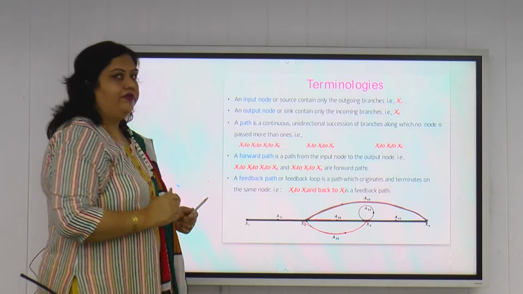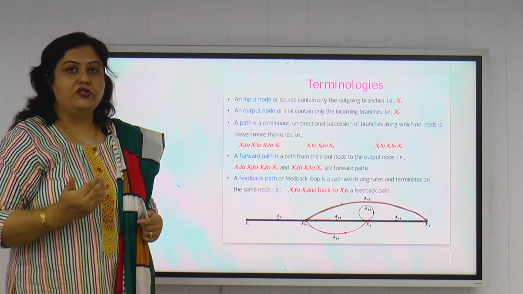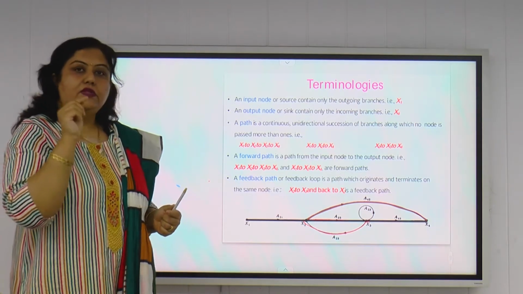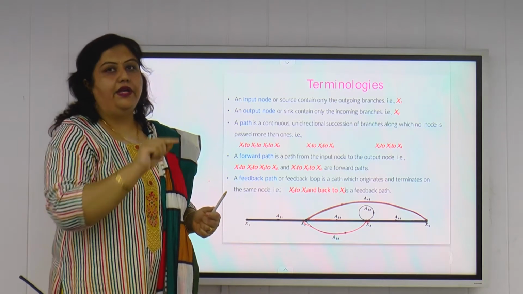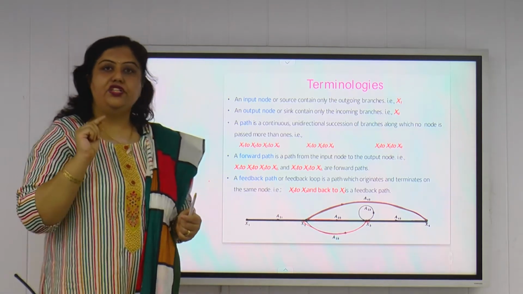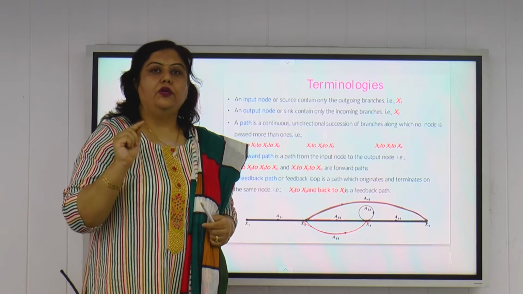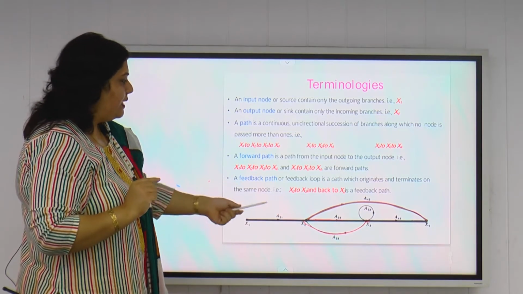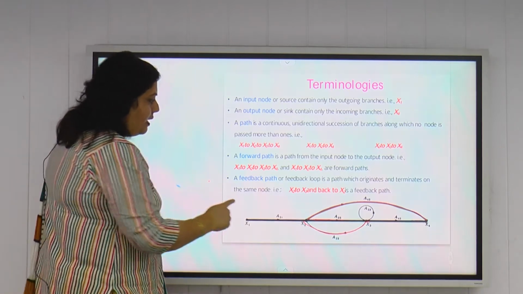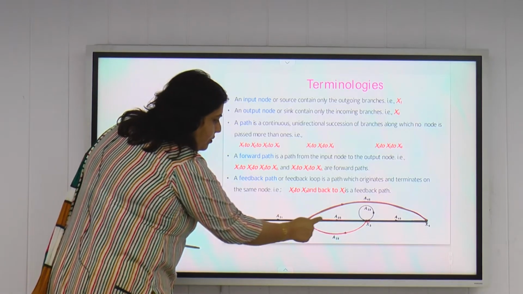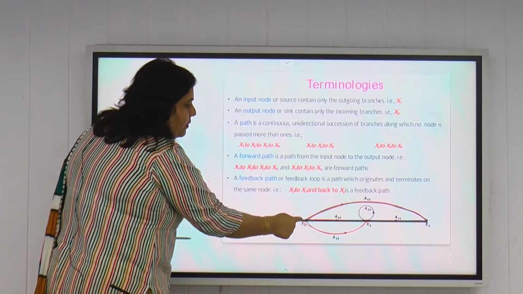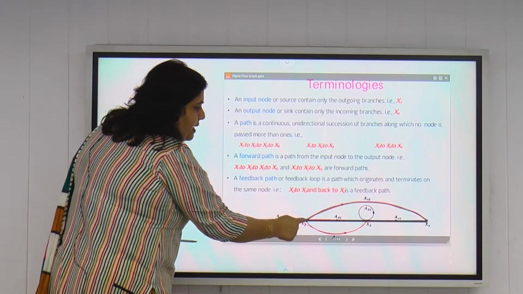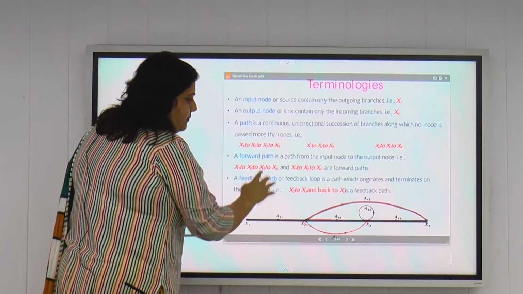What is a feedback path? A feedback path is also known as a loop. Loop means we start from a node and come back again to that node. And the condition remains the same, that no other node should be encountered more than once in the way. So the loops shown in this SFG: the first loop is this, we start from x2, we go to x3, then we come back to x2. This is the first loop in this signal flow graph.